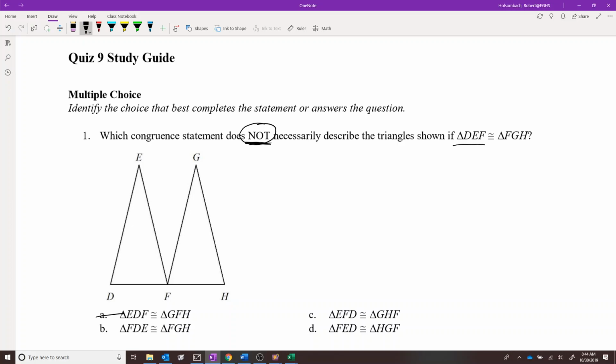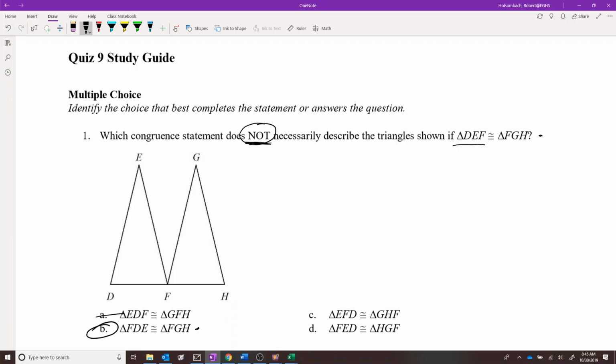Then they took DEF and they changed it to FDE. So they went last letter, first letter, middle letter. Last, first, middle. And in this second description, they went first, second, third. They didn't change this second description at all from the FGH, did they? So that would be an example of not being congruent.